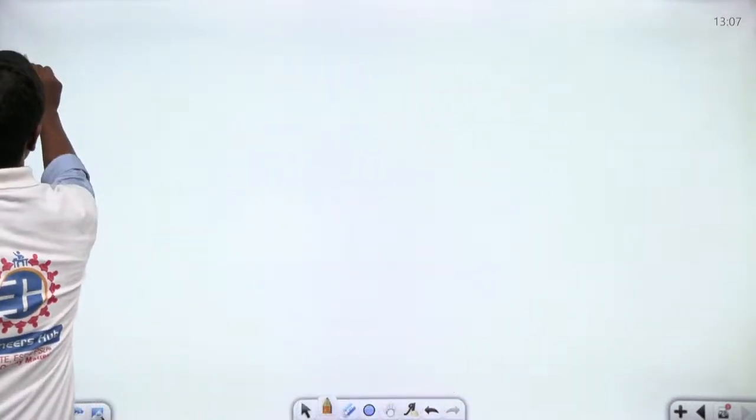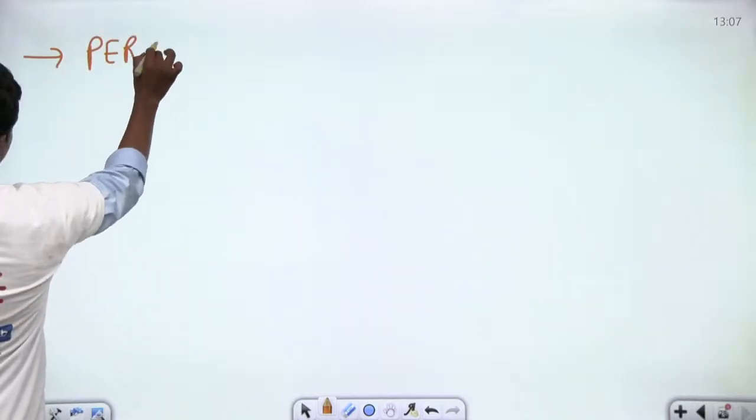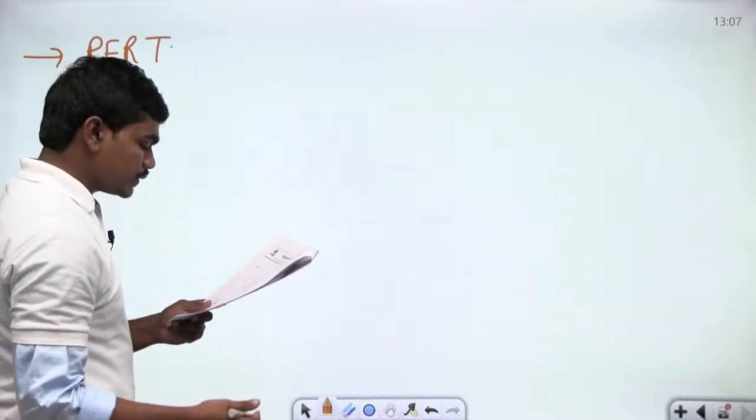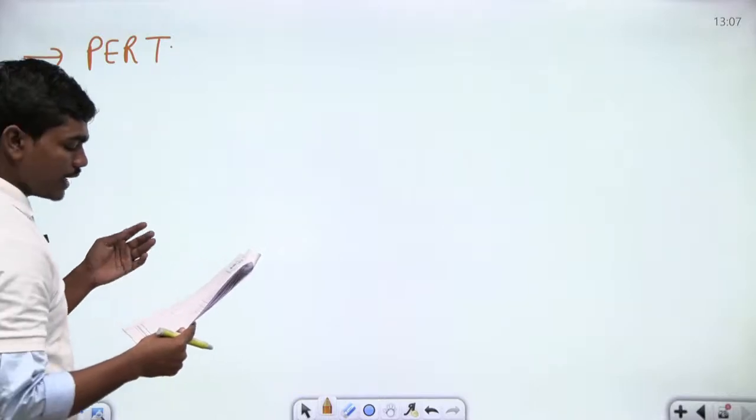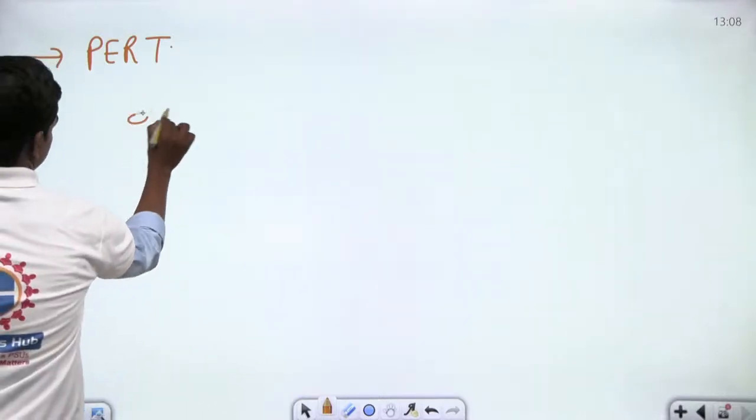Next, input analysis, project evaluation review technique. We have 9 activities with sigma equal to 3 and variance equal to 9. They are asking you for the standard deviation of the project.